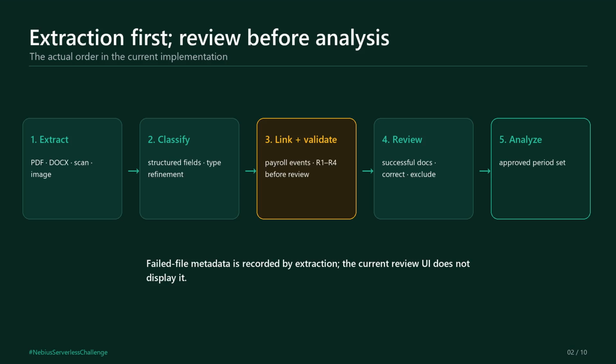The reviewer can correct a type or exclude a record. The approved documents then replace the period document set, and analysis reads that reviewed set.